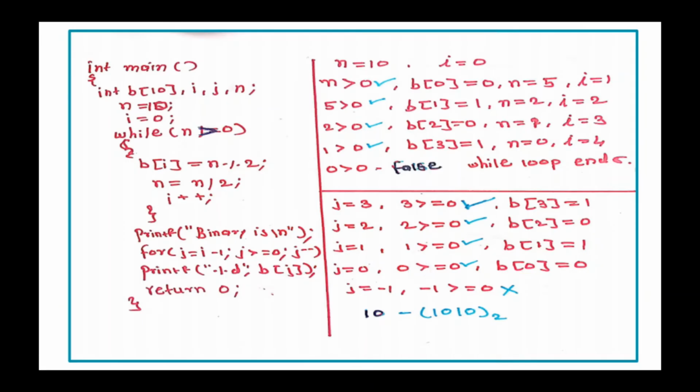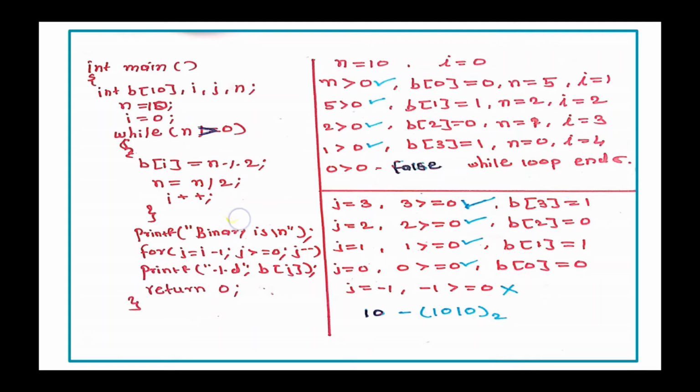Now see here, I take the number n equal to 10, then i is initialized to 0. While condition: n is greater than 0, the number 10 is greater than 0, the condition is true. Then go to the next statement, a of i is equal to n modulus 2. a of 0 is equal to n modulus 2, n value is 10 modulus 2, remainder is 0. Then n is equal to n divided by 2, 10 divided by 2, result is 5, stored in the n variable. Then i plus plus increments the i value to 1.